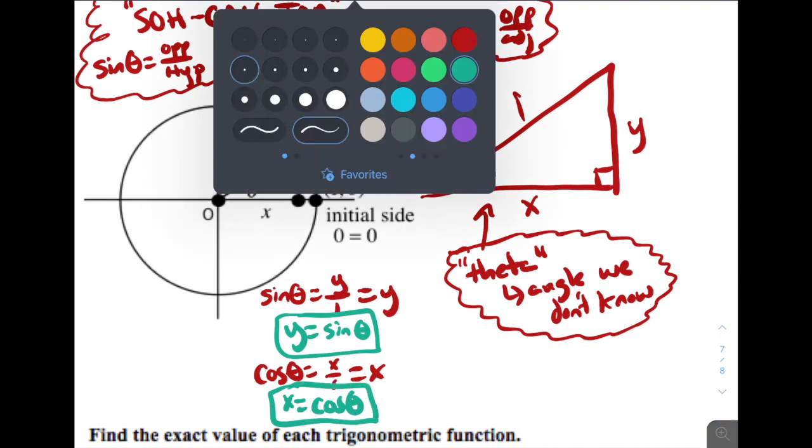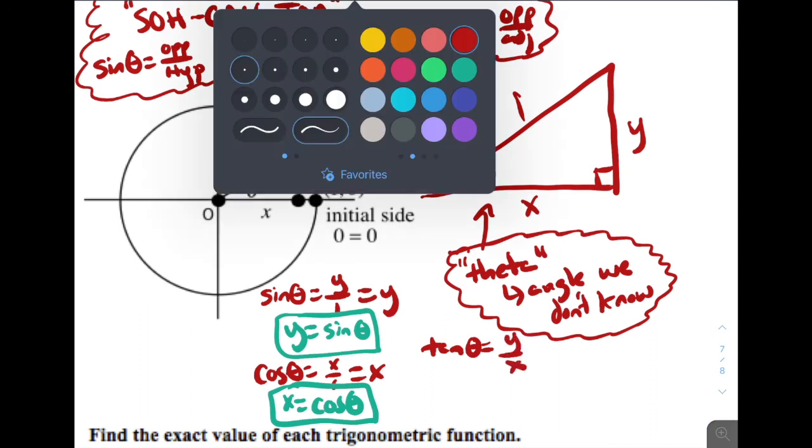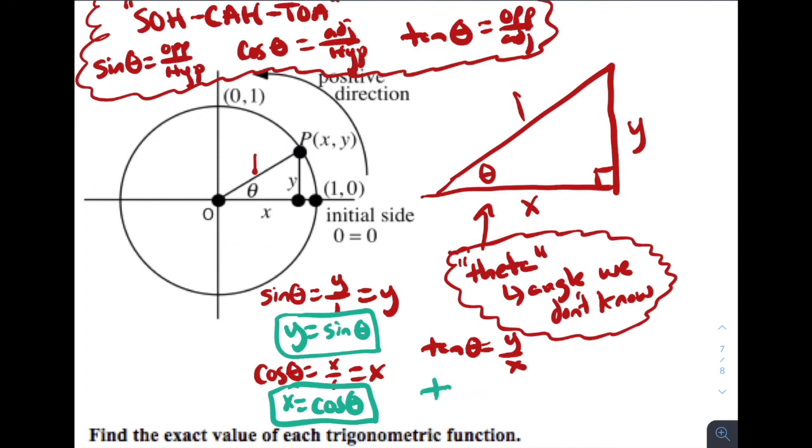Well, what about tan? Well, tan of theta we know is opposite over adjacent. So if we're thinking about what we've got here, that's going to be our y value, it's the opposite of our theta, divided by our x value. So that's y over x. And that is going to be our third relationship that we've got here. So tangent of theta is y over x.